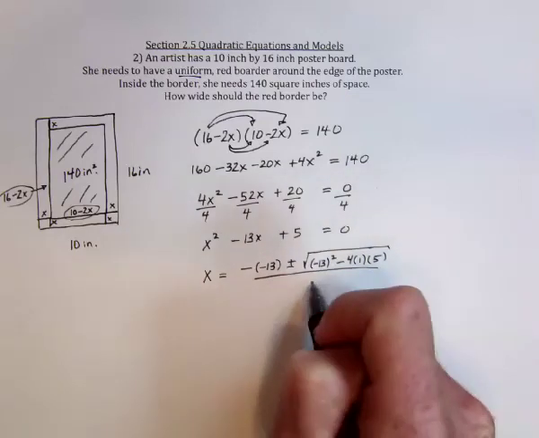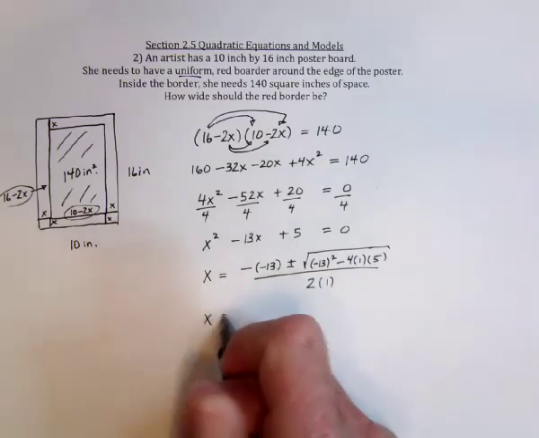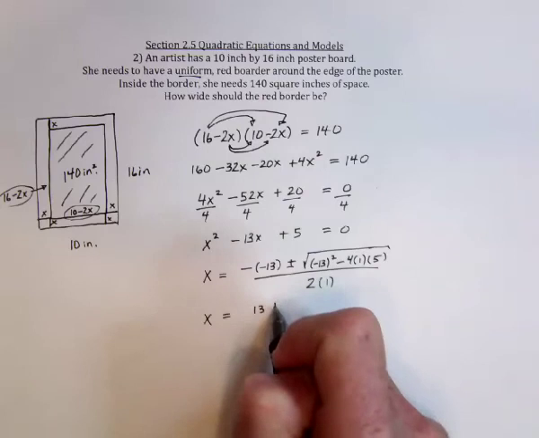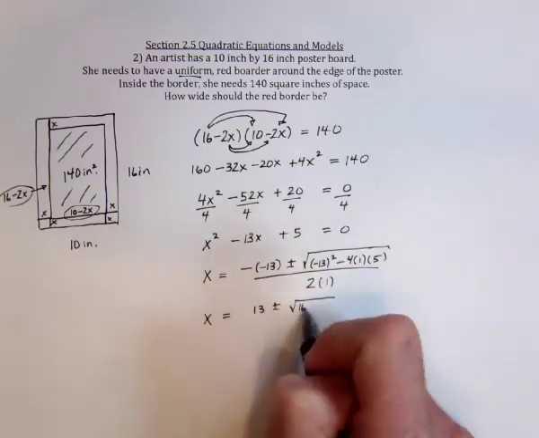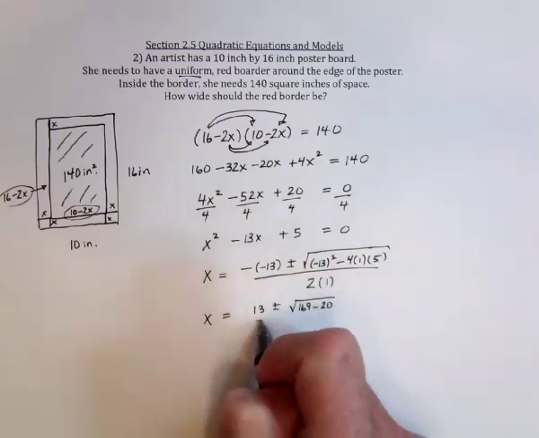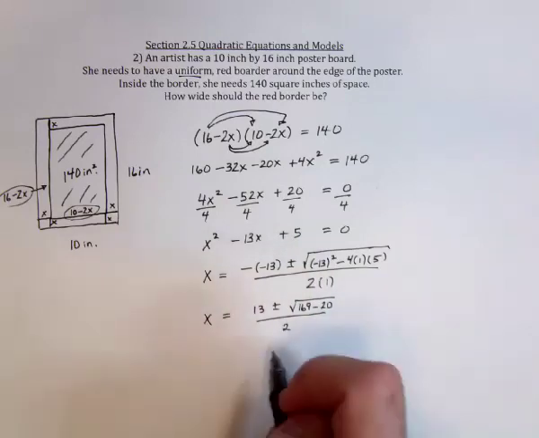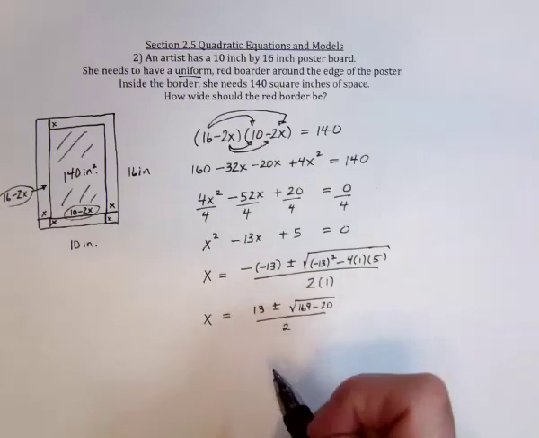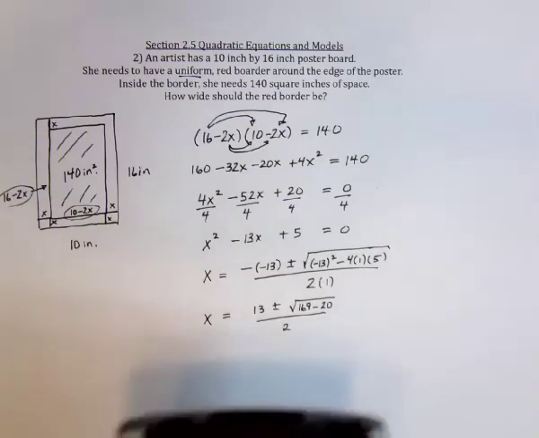And for the bottom, it's going to be 2 times the a. And now reduce. We've got x equals a positive 13 plus or minus, let's see, 13 squared is 169 minus 20. And then divided by 2. And then I should get a decimal answer. It's possible that there's two answers, but let's see.